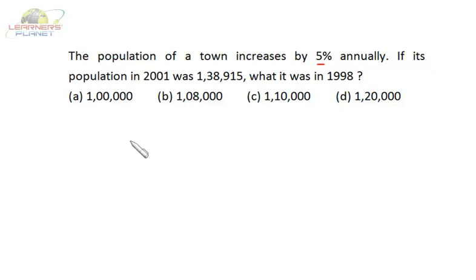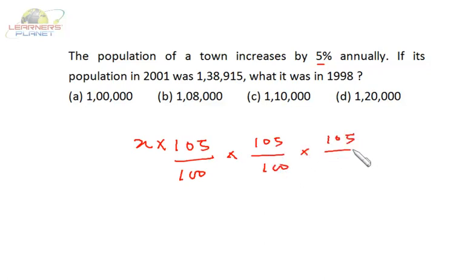Okay. So let the population in 1998 be X. Every year it is increased by 5%. That means after 1 year it will be 105%. After 2 years it will be 105% of the previous year, and after 3 years further it will be 105% of the previous year. And this calculation is actually 138915.